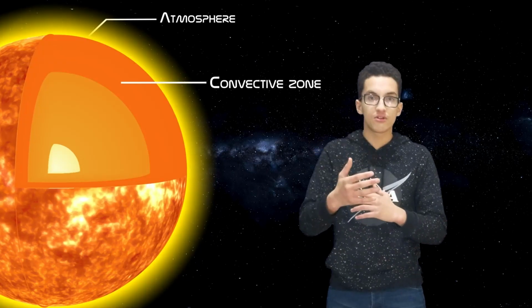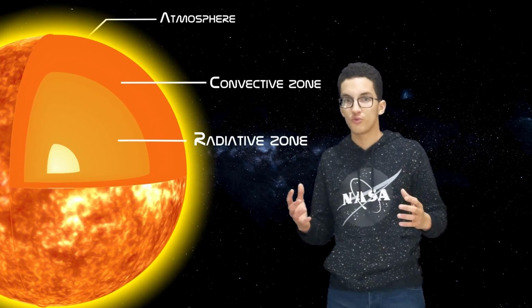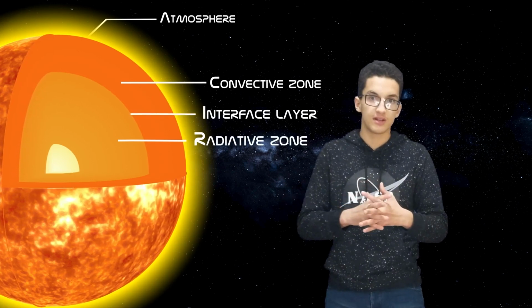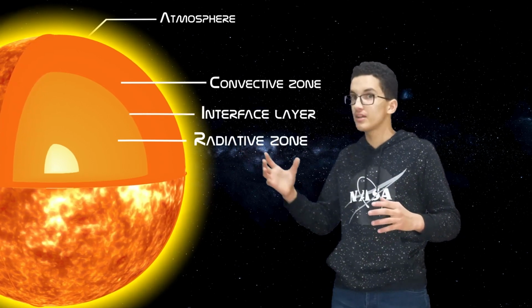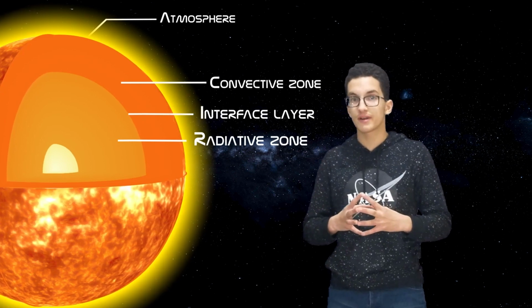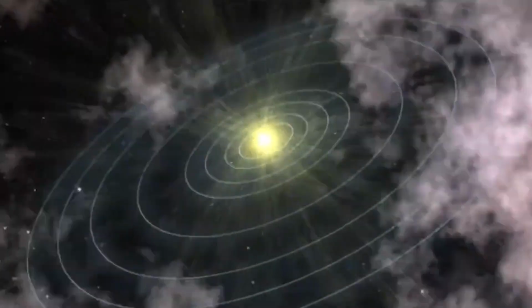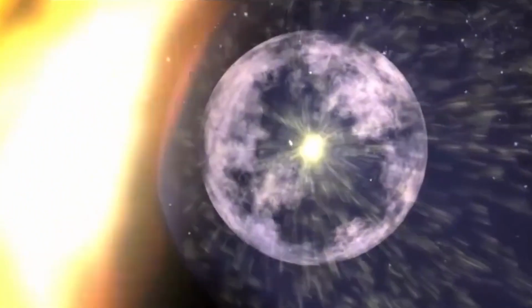After the convective zone is the radiative zone, with the interface layer between them. This thin layer is significantly important for the sun's magnetic field, which protects us from cosmic radiation, and that's something we wouldn't really like to reach us.